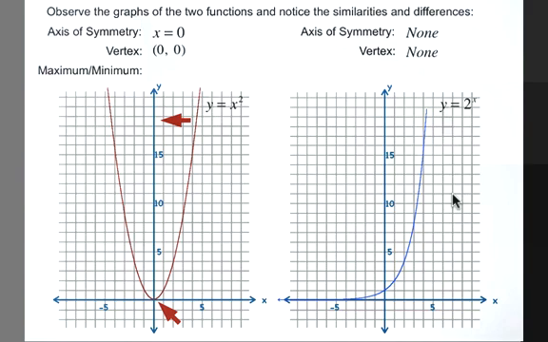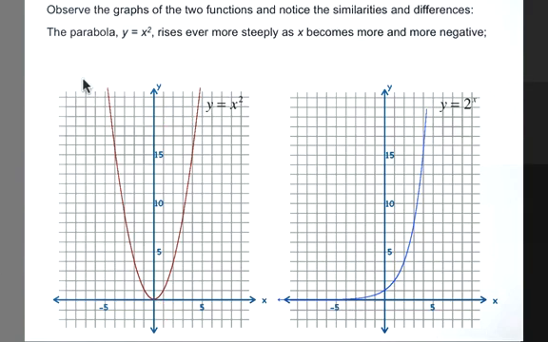Maximum and minimum values. There's a minimum value for this quadratic function. The minimum value is 0. The maximum or minimum value for an exponential equation does not exist. There's no maximum because this line will continue on to infinity. And there's no minimum value because it will continue to get closer and closer to 0, but will never reach there.